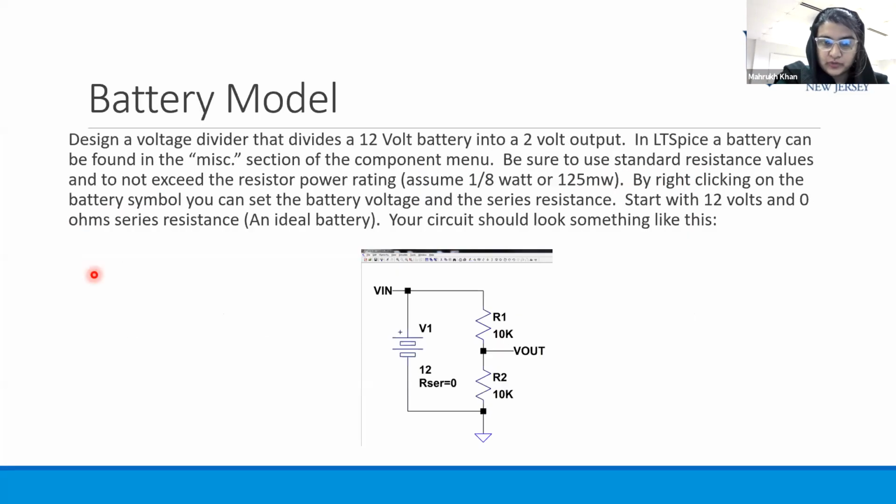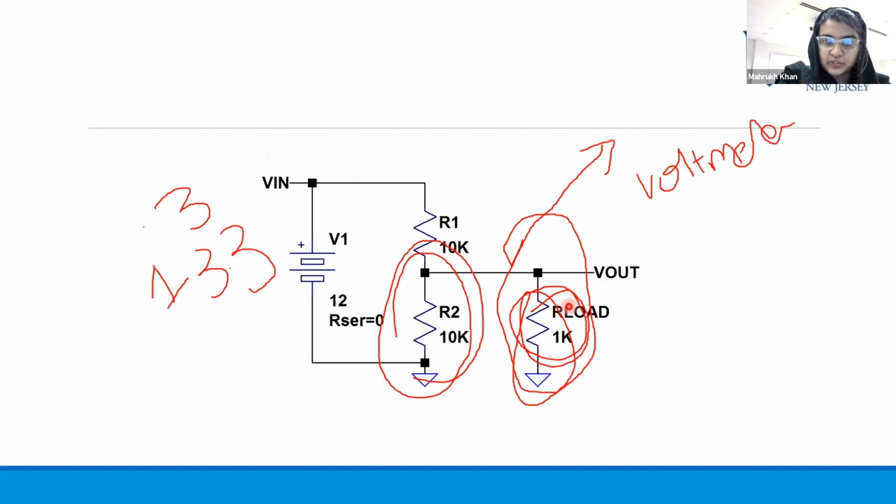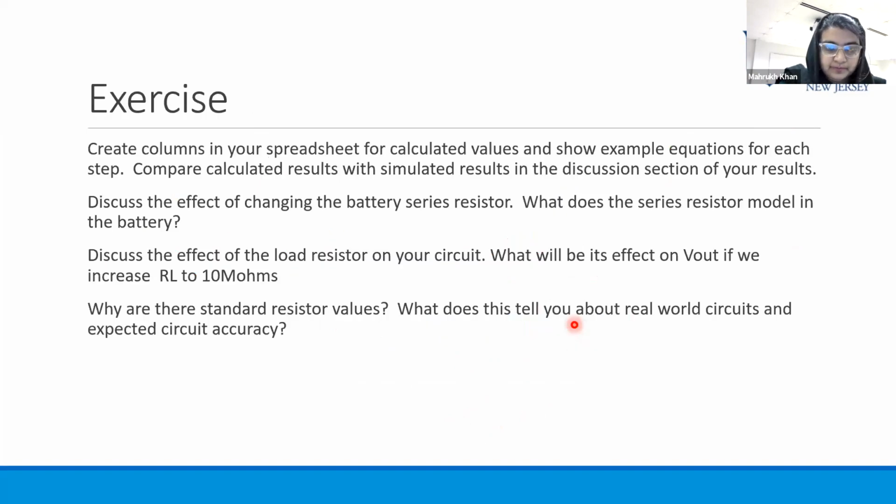And then record your results, right? Then you will see what your Vout will be, how it's changing due to the internal resistance. Set the battery internal resistance to 0 ohms again, and go back to your nominal resistance value. Add a 1 kilo ohm resistor between the output of your voltage divider and ground. So that's what actually you need to do. Set it again to 0 and add the 1 kilo ohm resistor here, okay?